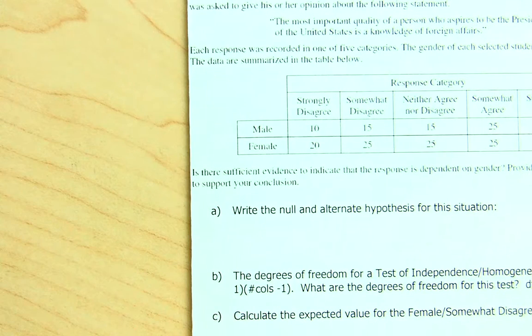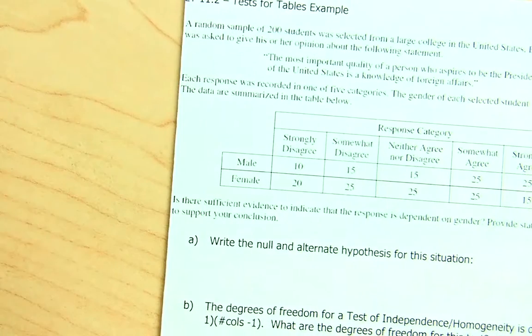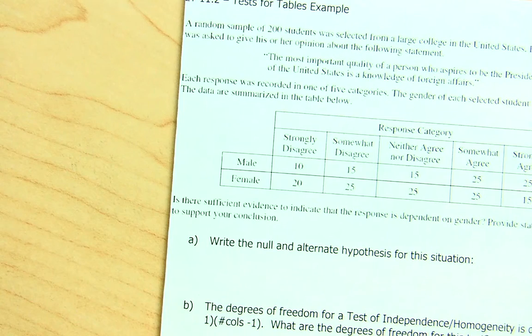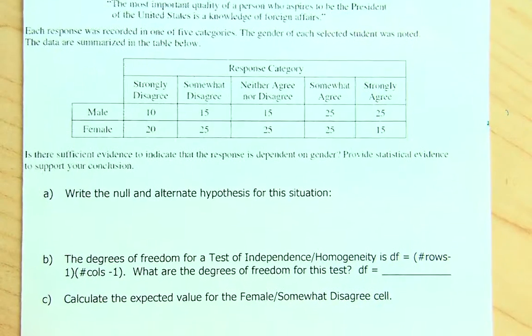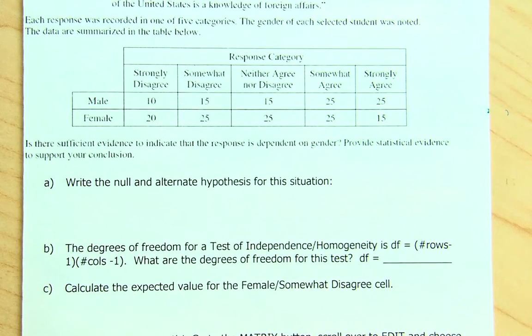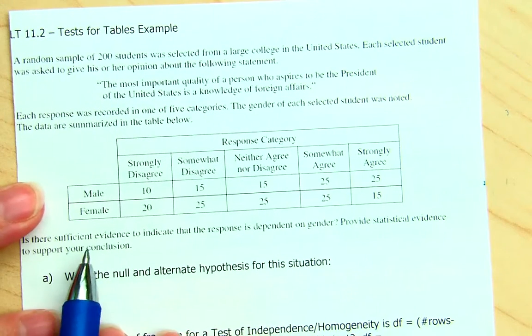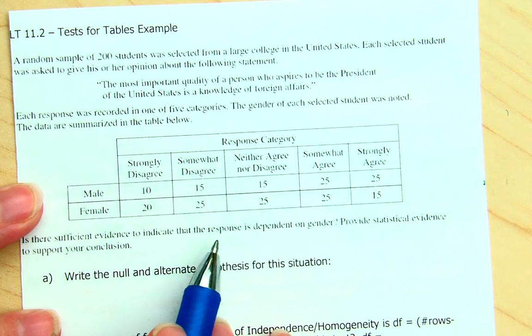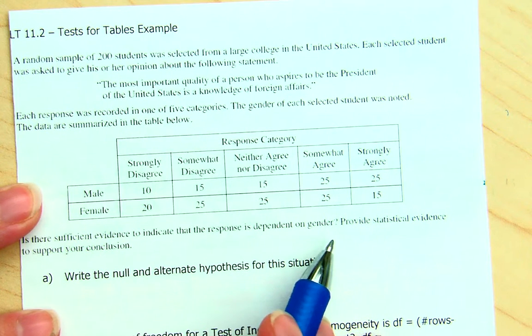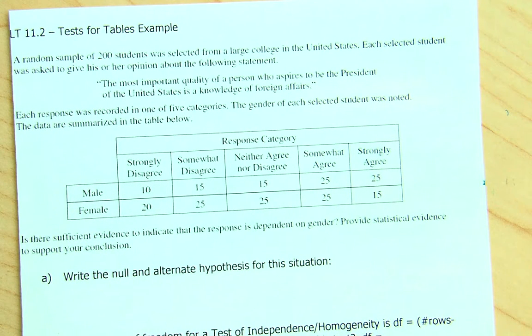Okay, so let's look at an example. So first thing we want to do is look at our hypotheses. So here we want to know, is there sufficient evidence that the response is dependent on gender? So is there a relationship between the response and gender? That's what they're asking us for.